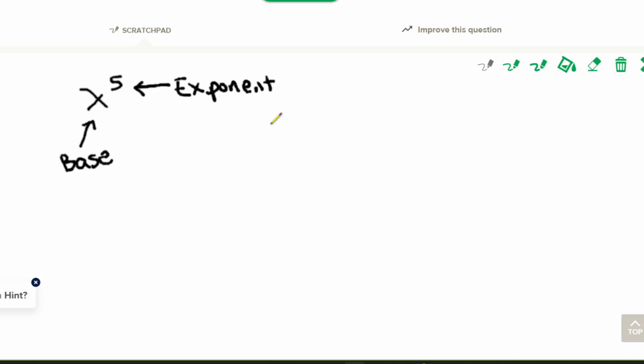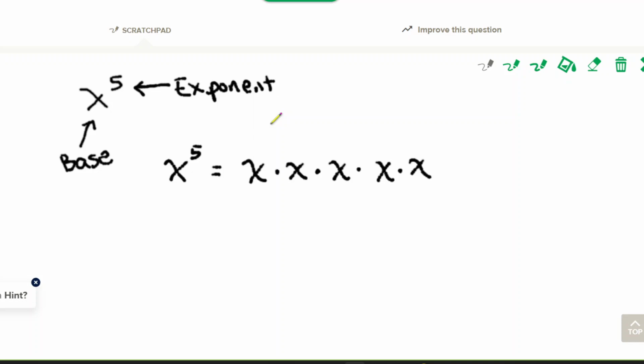The exponent simply tells you, if the exponent is a whole number, how many factors of the base are in the product. It tells you how many times to multiply the base by itself. So x to the 5th power means multiply x by x by x by x and finally by x, right? So that there are 5 factors of the base.